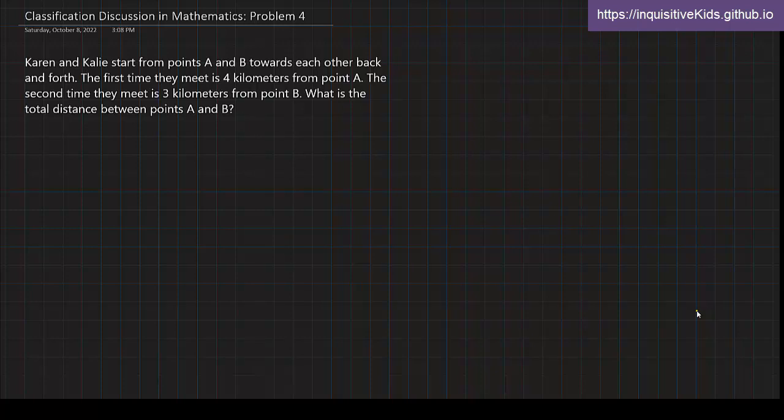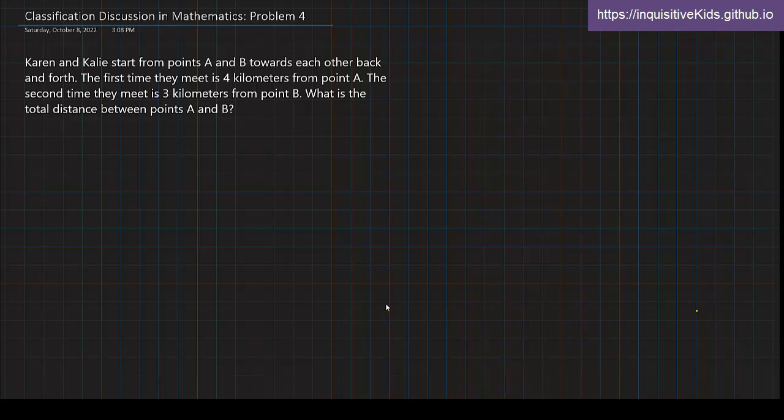Problem 4. Karen and Kalie start from points A and B and walk towards each other, back and forth. The first time they meet is 4 kilometers from point A. The second time they meet is 3 kilometers from point B. What is the total distance between points A and B?